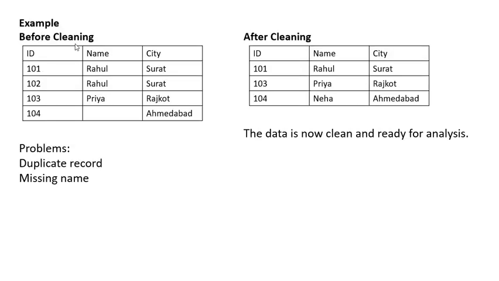An example before cleaning: IDs, names and cities are given, and a record appears two times, so the names are the same, a duplicate record, and the cities are also the same. After cleaning, the same data is removed and the data is now clean and ready for analysis. The problems are duplicate records and missing records. The missing record is given correct values, the duplicate record is removed, and after cleaning there is no duplicate or missing data.